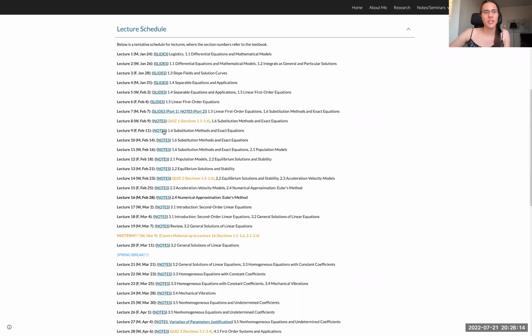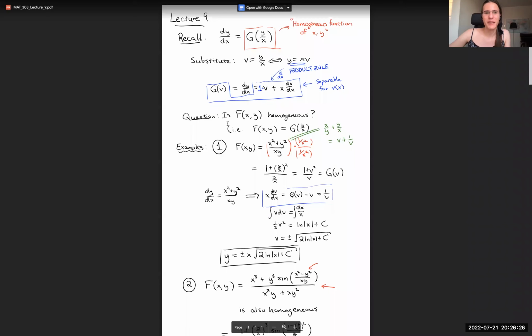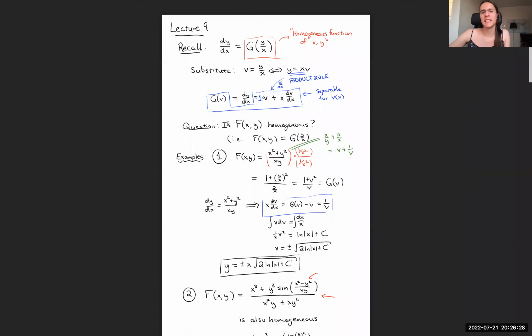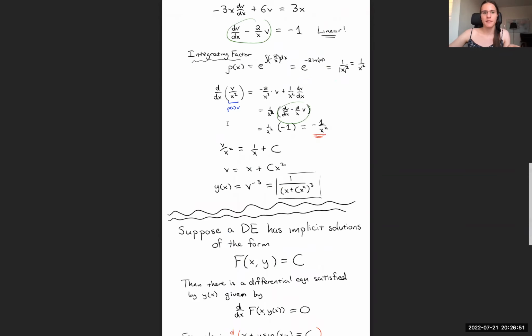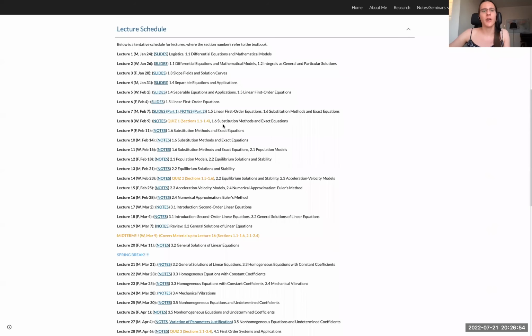Substitution methods and exact equations. What is substitution methods exactly? So I'm about to find out for the first time, because substitution in the sense of making a substitution to make the problem simpler. For example, for homogeneous equations, we used a substitution, or I called it an ansatz instead of a substitution. And then similarly there were Bernoulli equations, right? Bernoulli equations was another type of substitution. Okay, and then he's talking about integrating factors, great.